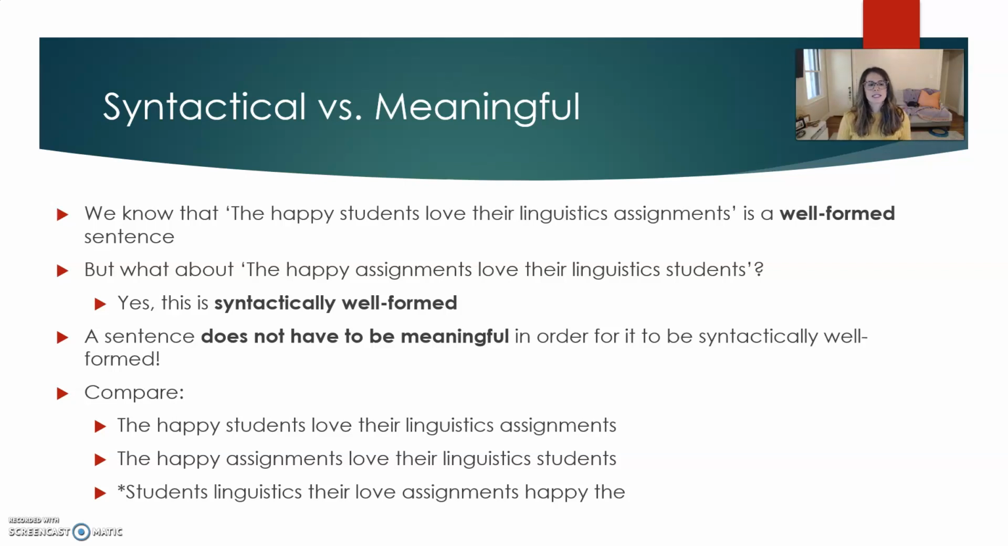So if you look at these three sentences down at the bottom here, you have the happy students love their linguistics assignments. That's syntactically well formed and also meaningful, right? The second sentence, the happy assignments love their linguistics students, is well formed syntactically, but it doesn't have any meaning, right? What is a happy assignment? How does an assignment love a student? It's inanimate, right? So that doesn't have any meaning for us. Whereas at the bottom here, we use that little asterisk at the beginning of the sentence to say that this is an ungrammatical, syntactically ill-formed, and therefore not meaningful sentence, okay?